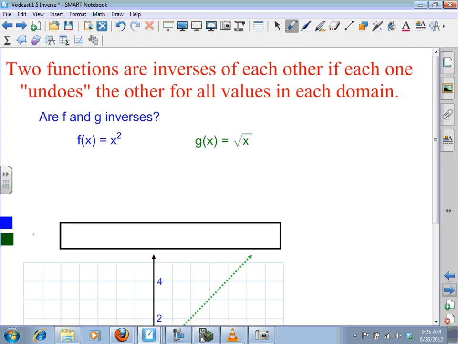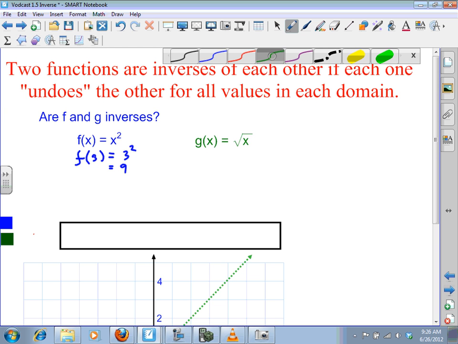Okay, two functions are inverse. Here's a somewhat informal definition of inverse. Two functions are inverses of each other if one undoes the other for all values in each domain. So in this case, are f and g inverses of each other? Let's take a look at this. Let's just do it by plugging in some numbers. So f of 3 is equal to 3 squared, which is equal to 9.